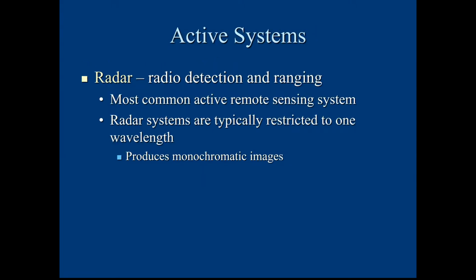So radar is an active system, and it is very well known. Radar stands for radio detection and ranging, and it works by transmitting radio waves and recording the intensity of the radio waves that are returned. Radar is the most common active remote sensing system in the world, except for cameras with a flash. Radar systems are typically restricted to one wavelength, so it can identify the radio waves that are returned as its own. Because of this, radar only records the intensity of the return signal. Therefore, it produces a monochromatic or black and white image.